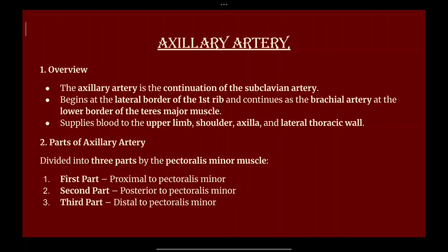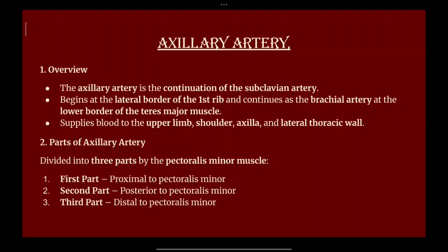It is the continuation of the subclavian artery and begins at the lateral border of the first rib and continues as the brachial artery at the lower border of the teres major muscle. So below the teres major muscle it is called the brachial artery, above which is the axillary artery. This supplies blood to the upper limbs, the shoulders, the axilla, and the lateral thoracic wall as well.